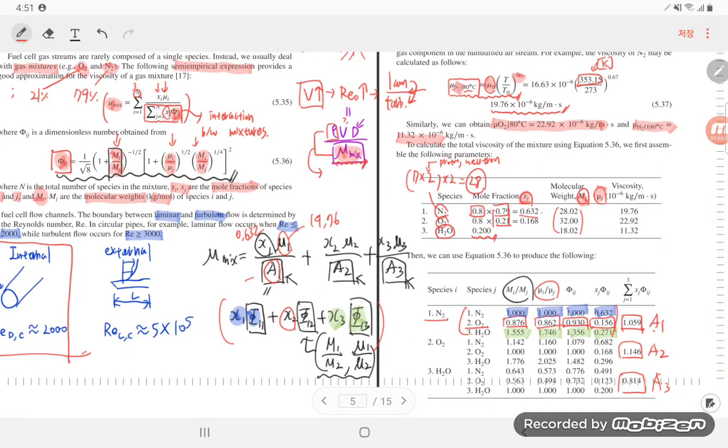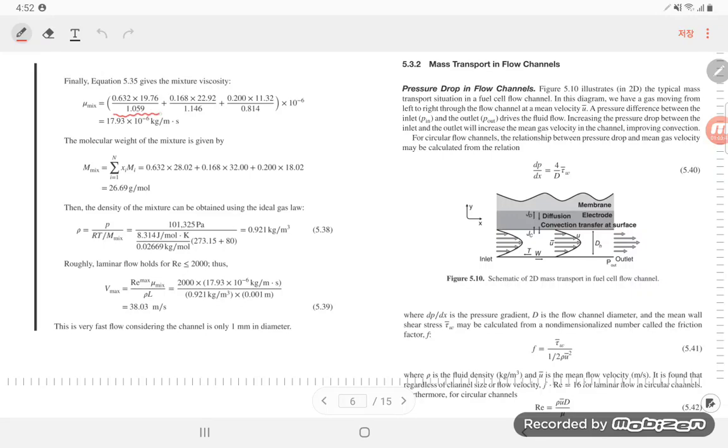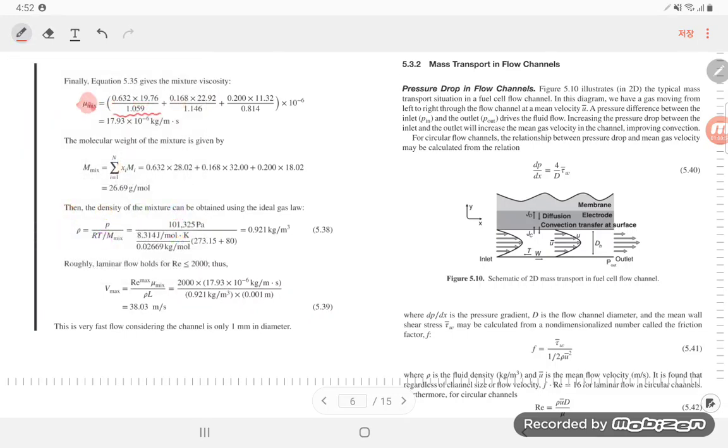If you insert each value into here, this is the first term, second term, third term. Then finally we can get the mu mix. It's like this. It is somehow complicated, but step-by-step solving makes it easy.